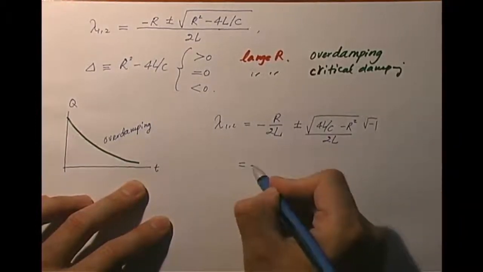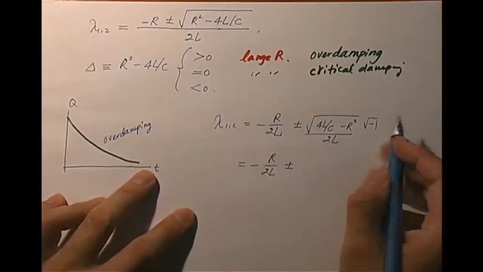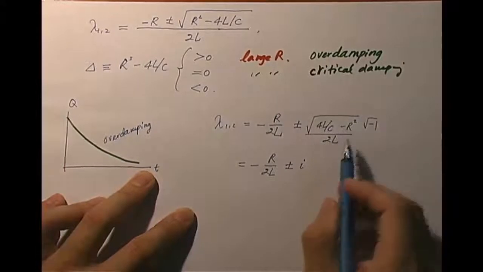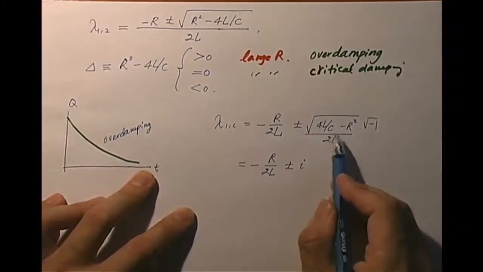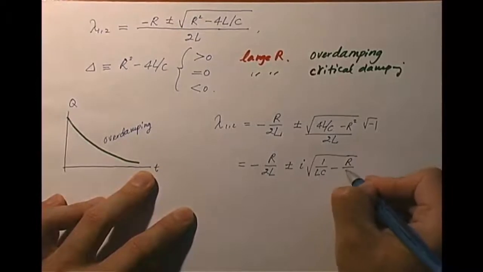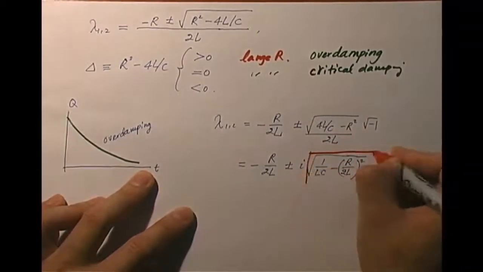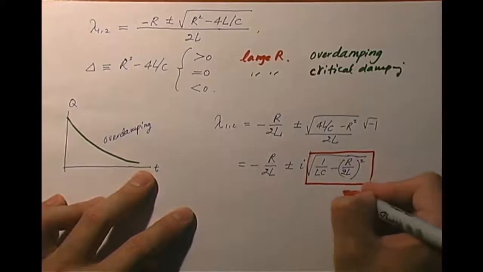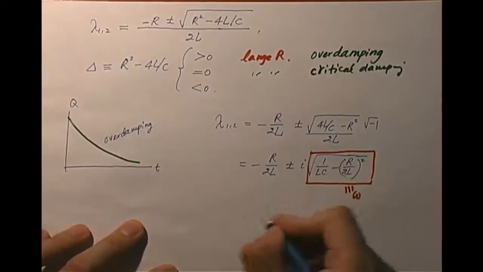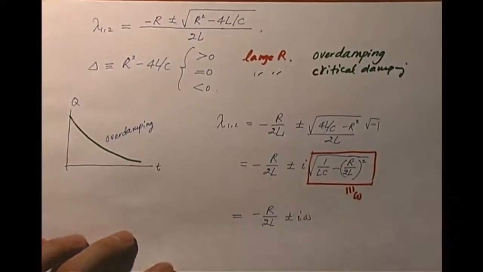Let me clean things up a little bit. The first term, negative R over 2L, then plus or minus I times the square root of 1 over LC minus R over 2L squared. Moving the 2L into the square root, it becomes 4L squared. This whole expression is a real number. Let me call it omega. So now I have negative R over 2L plus or minus I omega. This is the expression for omega.